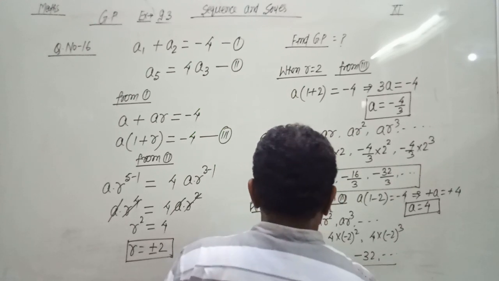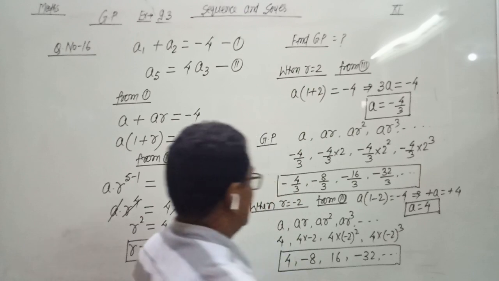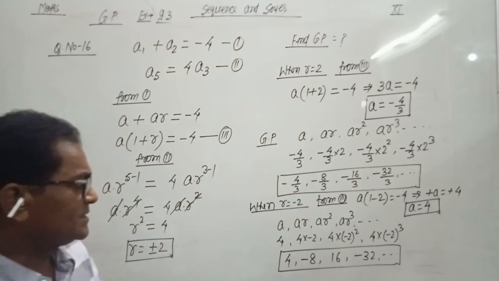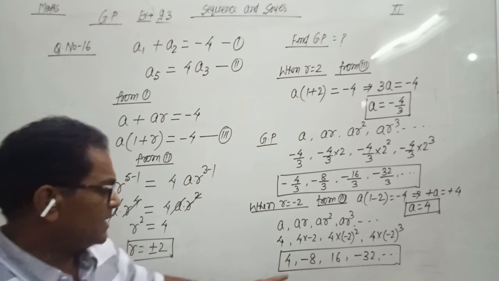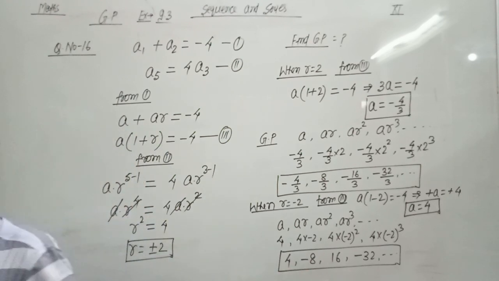So these are the two GPs. Minus 4 by 3, minus 8 by 3, minus 16 by 3, minus 32 by 3, and the second is 4, minus 8, 16, and minus 32. So these are the GPs.